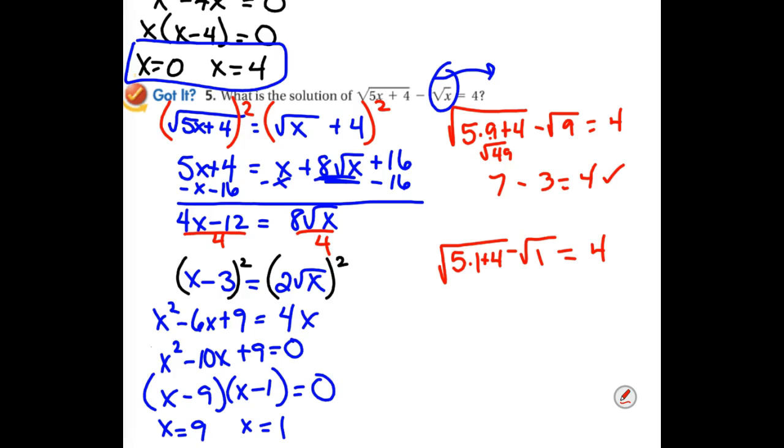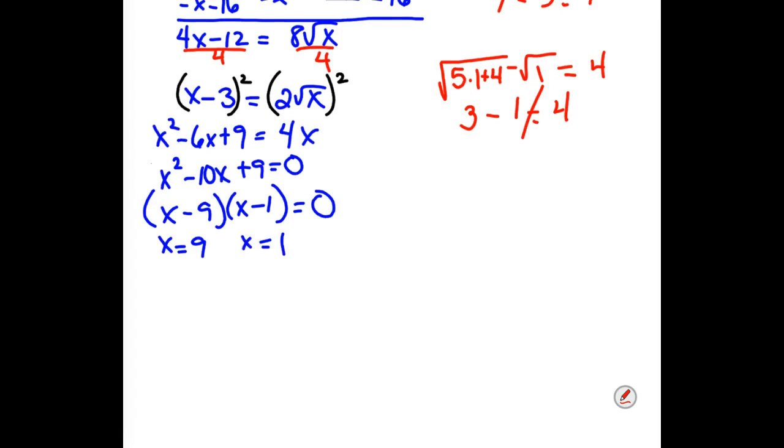Checking this one. 5 times 1 is 5 plus 4 is 9. Square rooted is 3. Square root of 1? Does it work? No. All right. So the only one that worked was the 9. That would be my solution. That one's extraneous.